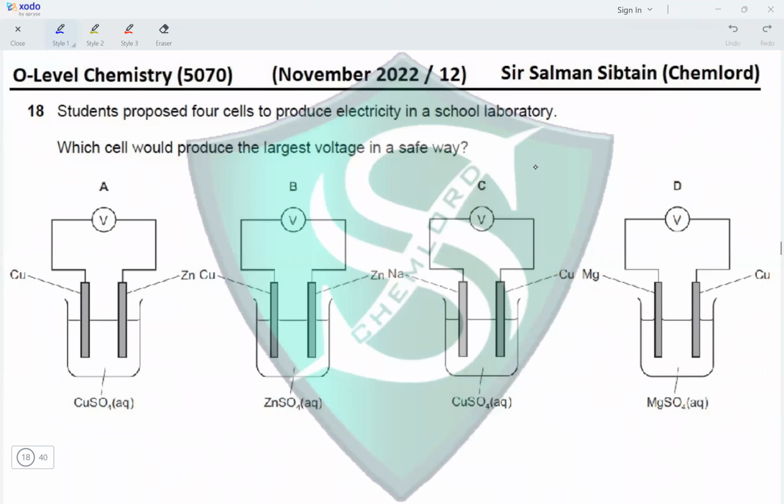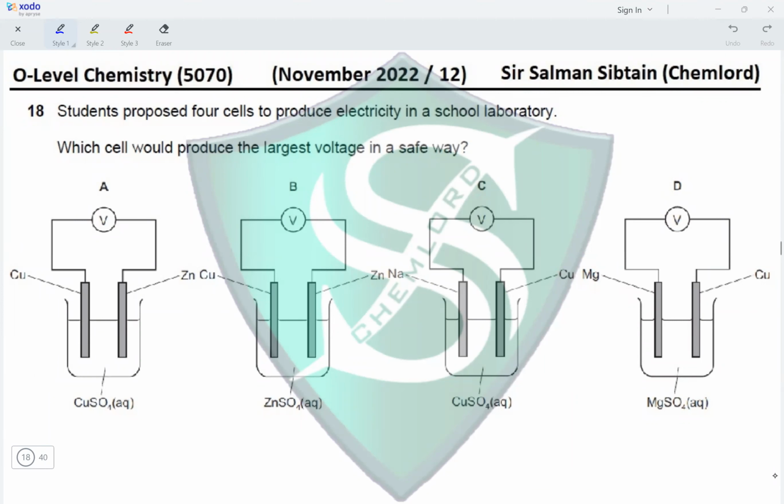Question 18. Students proposed 4 cells to produce electricity in a school lab. Which cells would produce the largest voltage in a safe way? Okay, so they have placed a copper and a zinc plate with copper sulfate solution. Okay, this would produce electricity. They have used copper and zinc with zinc sulfate solution. Okay, this should also produce some electricity.